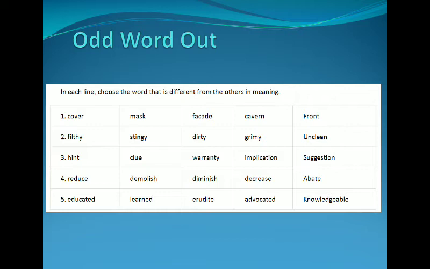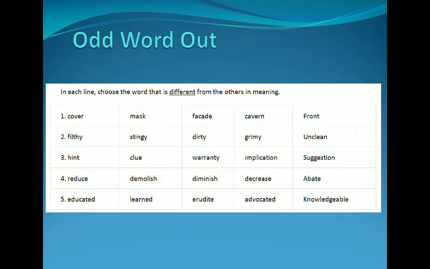So obviously you give a hint also means that you give a suggestion. Even if you imply something, that is implication, that's also a hint. Whereas warranty is a totally different meaning. You have a warranty for a product, so that is nowhere in connection with hint or clue or a suggestion. So warranty is the odd word out over here.